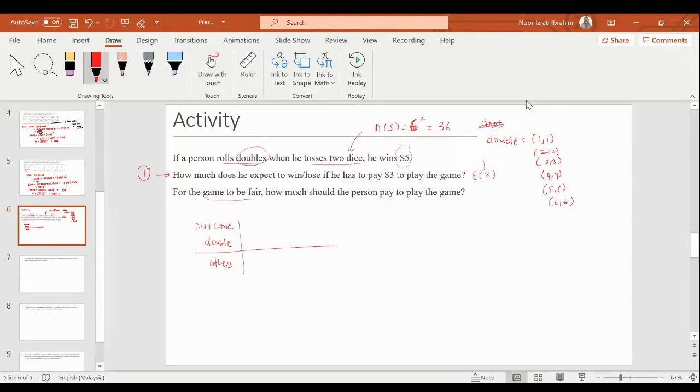And once we know the outcomes of the experiment, we can get the probability, right? If we get double, 1, 2, 3, 4, 5, 6, there are 6 outcomes when we get double. So 6 over 36. Others will be 36 minus 6, which is 30 over 36. Total probability equals 1. And the random variable X is the money matter, the cost.